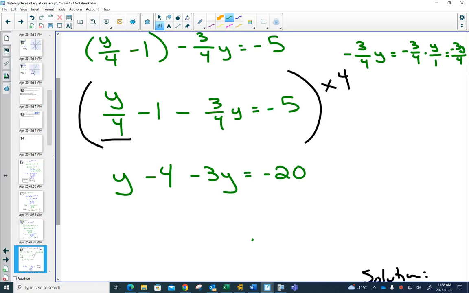I'm allowed to do that because what I do to one side of the equation, I do to the other side of the equation. I can now combine my like terms. Y minus 3y, that's -2y. Add 4 to both sides, and I would get -16. Divide both sides by -2, and I would get y equals 8. And I didn't have to deal with any of the fraction work because I got rid of it. Perfectly fine. So you have options.